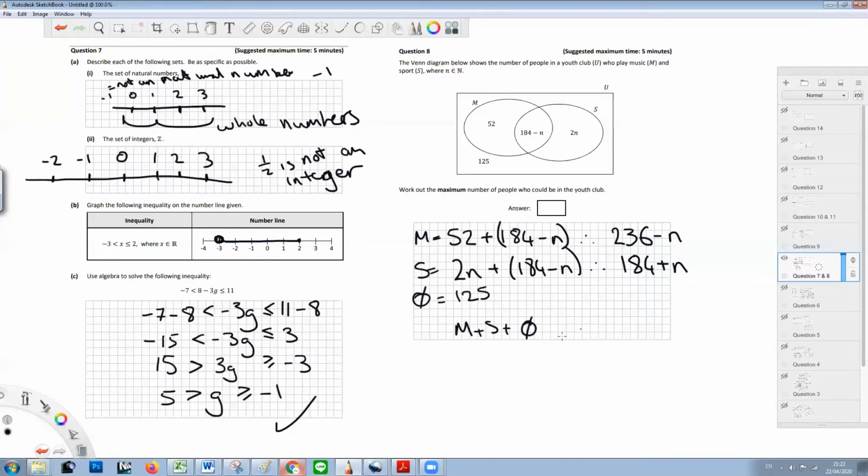So it would be 236 plus 184 plus 125 minus N and plus N. So if that was into 0, this would be the maximum. So the maximum would be 545. Now in reality, N is probably equal to some number like 10, but it's looking for the maximum. So we're going to assume that value is 0. So that would be the maximum value. So hopefully that's clear.